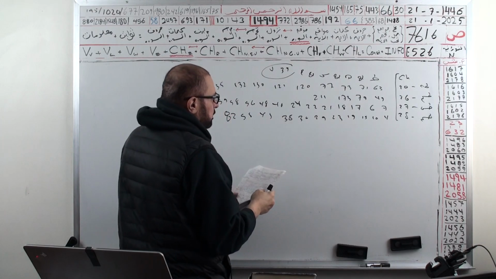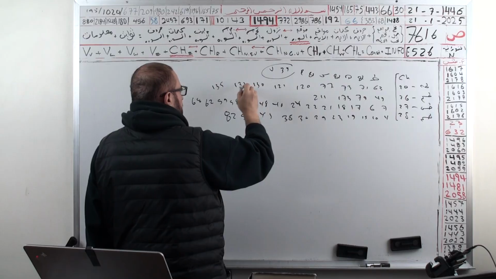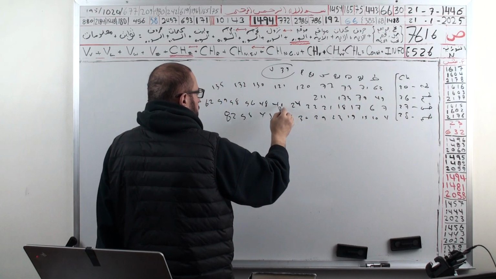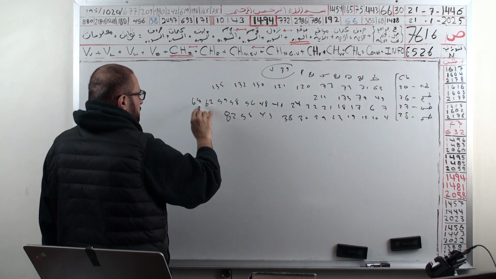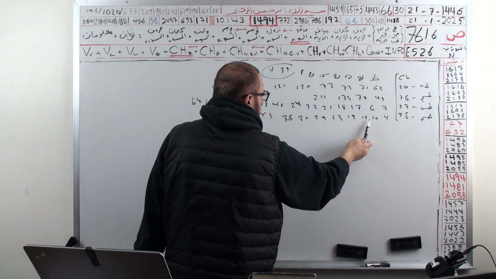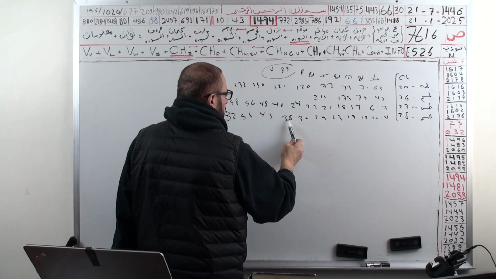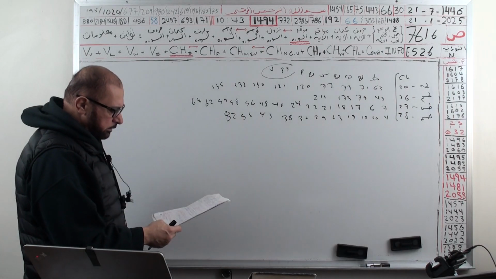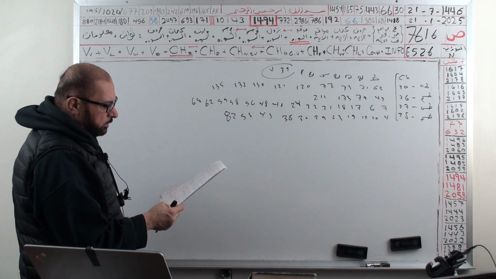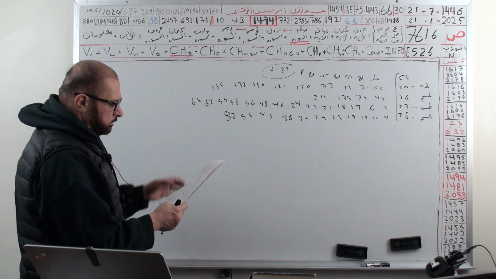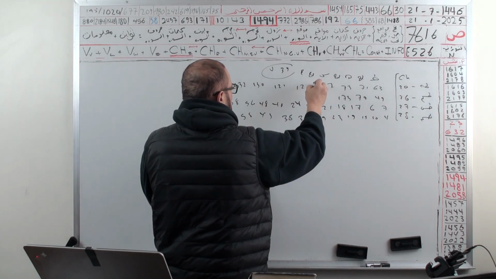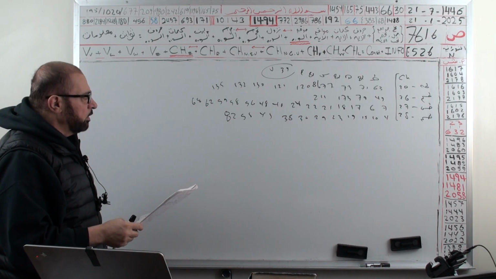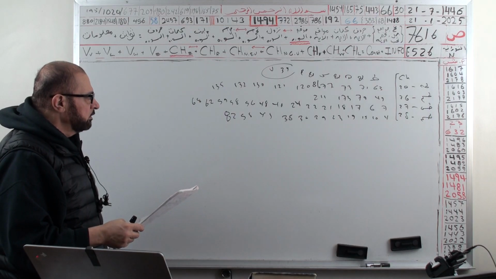So how many are they? 1, 2, 3, up to 38. One is missing. Which one is missing now? 73, 77, 86. Yes, I got it. 86 in Taha was missing. Okay, now we have 39.